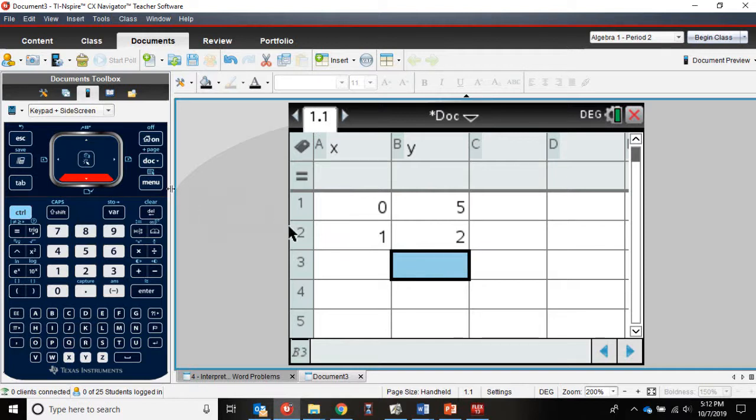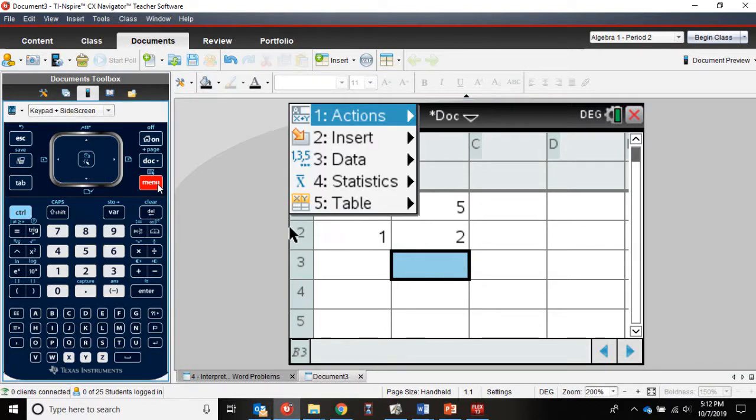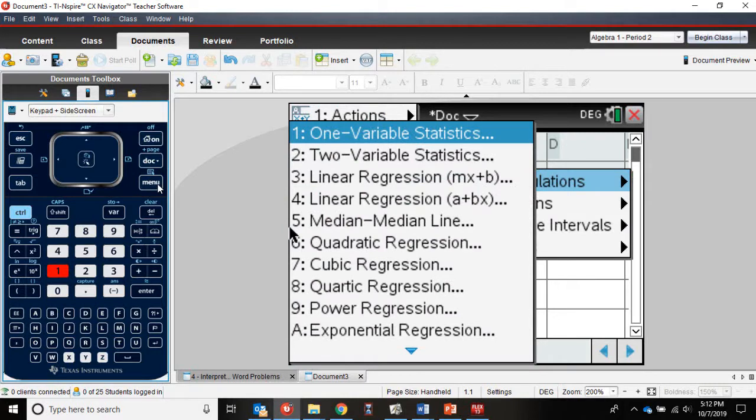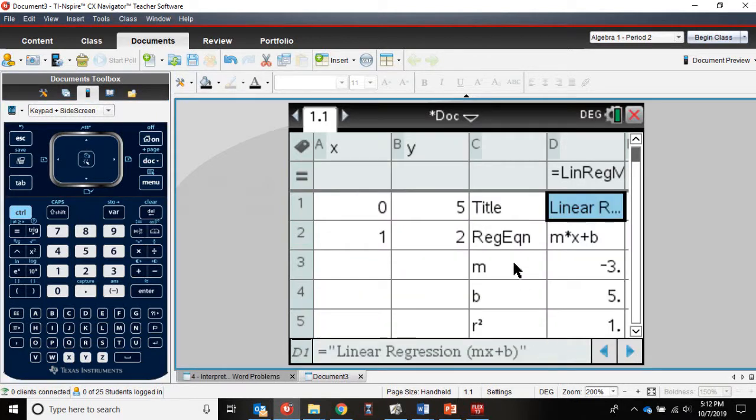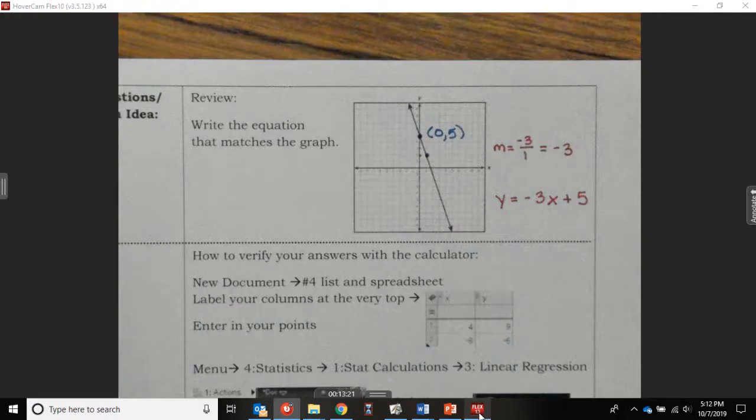And so we're going to follow the same steps: menu, statistics, calculations, and linear regression, which is number 3. Again, we're replacing the x with x, we're replacing the y with y, and then we come down, and you can use the little keypad here to scroll down and push OK. And it tells you that your slope was -3 and your y-intercept was 5. That's this information here. And guess what? That's exactly what we had found whenever we did it by hand.